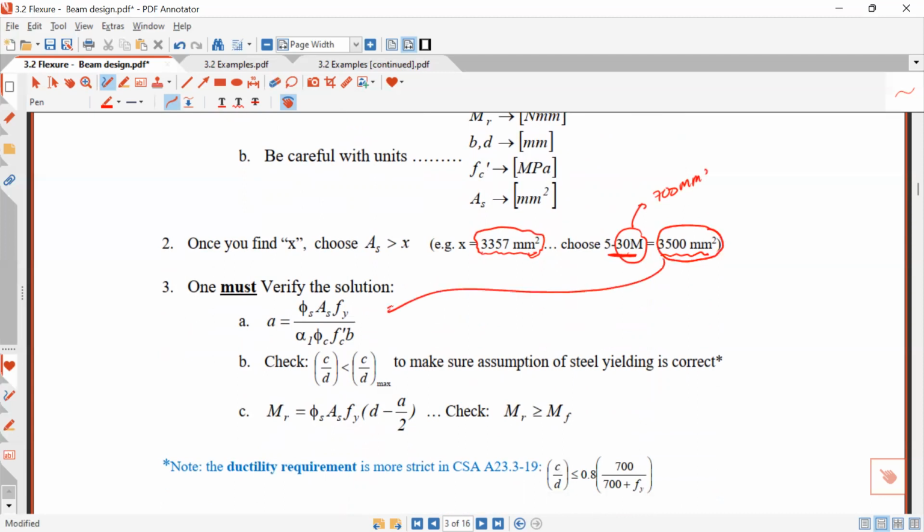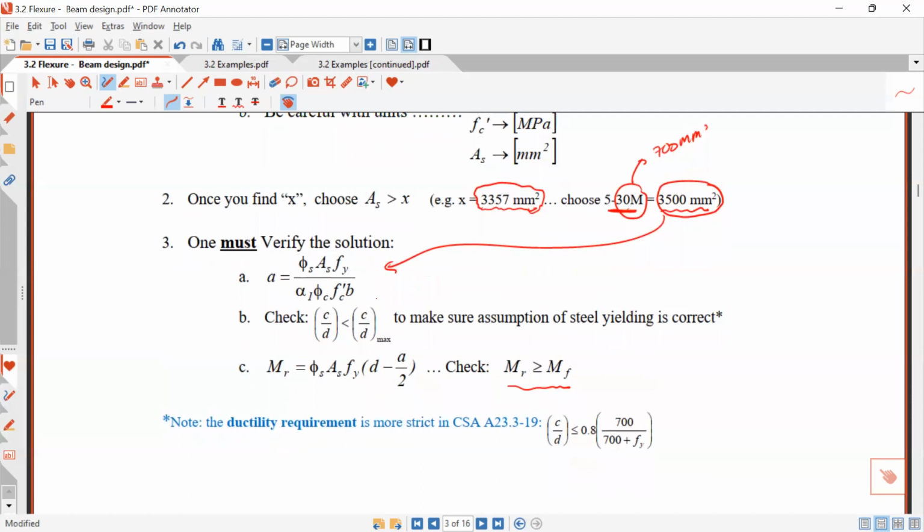So I go into here, and now I do like we usually do in analysis. I'm going to solve for A, check for CD, and then get the actual moment resistance and make sure it's larger than MF. Just here for the CD check, I mentioned in the current edition of the code, there's another thing called a ductility check. This one is making sure that the steel is yielding, and making sure that the assumptions we're using in the equations are correct. We always do that, but now we also check this ductility requirement. We need to make sure this is less than this.